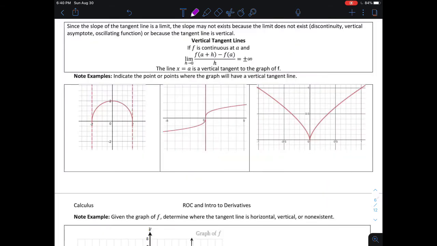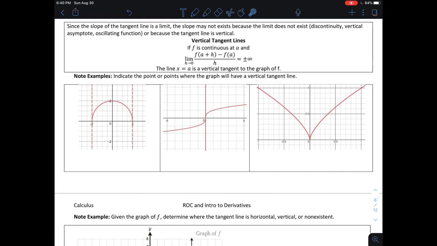Now, since we defined the slope of the tangent line as a limit, we have to keep in mind that there are limits that don't exist because of either some kind of discontinuity or vertical asymptote or an oscillating function. And it's often helpful to be able to look at a graph and determine if there are vertical or horizontal tangents.